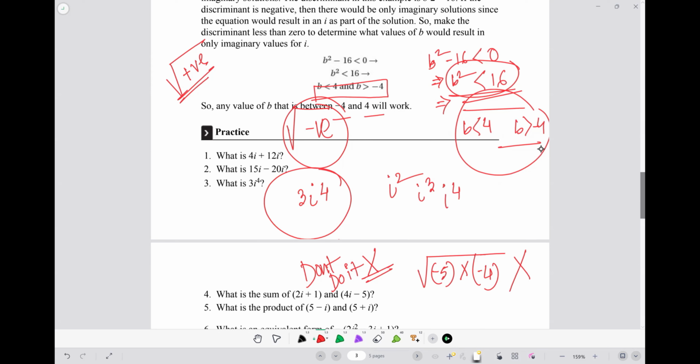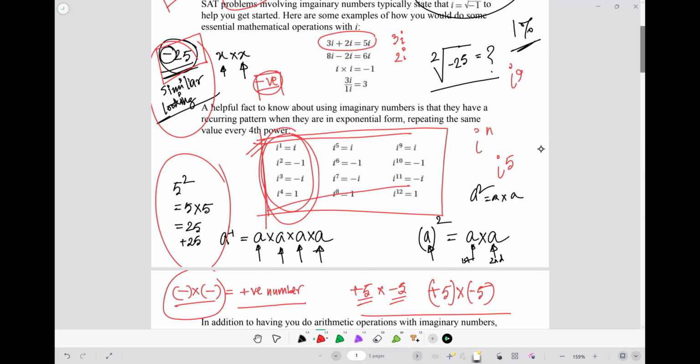Please, at least for the moment, you just need to remember these 4 terms. It's like a cycle, okay? i, -1, -i, 1. This is just like a cycle. i to the power 1 equals i, i squared equals -1, i cubed equals -i, and i to the power 4 equals 1.